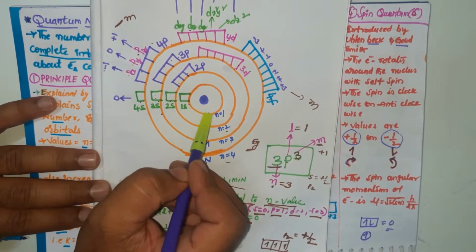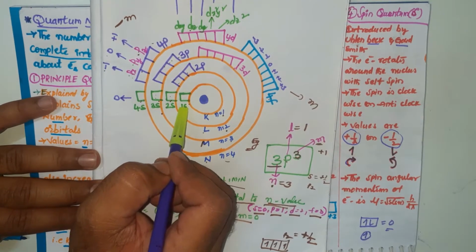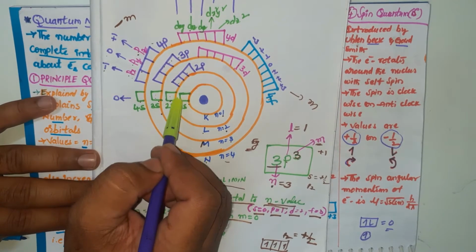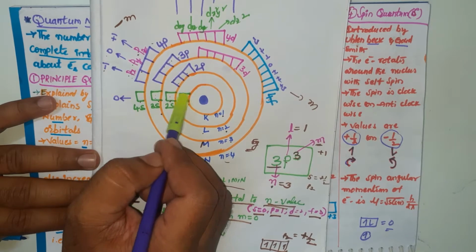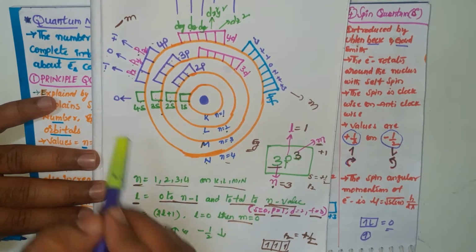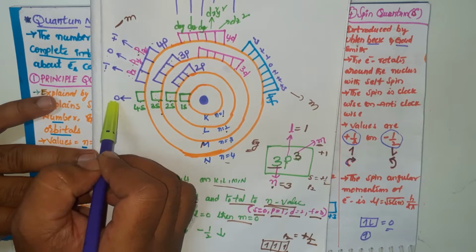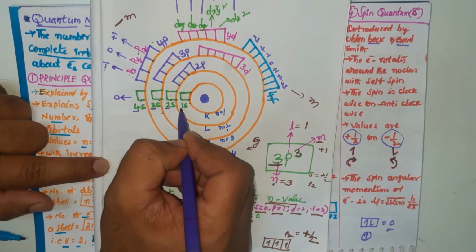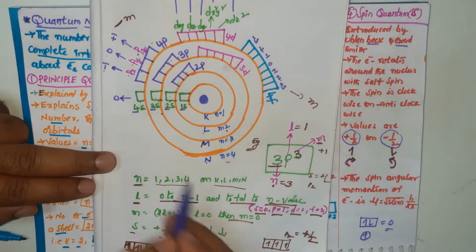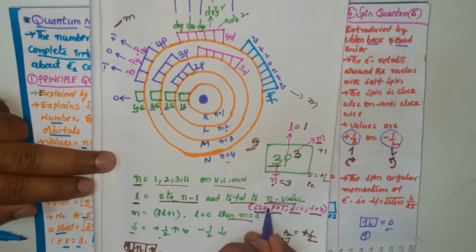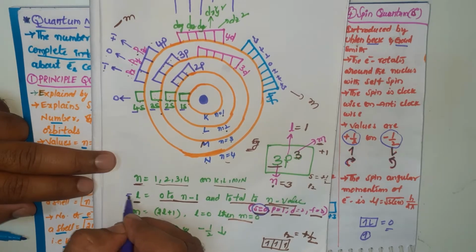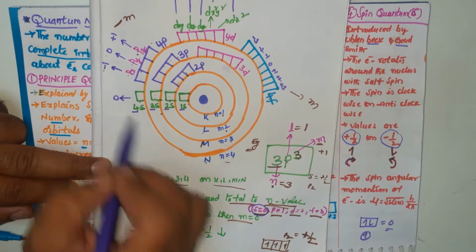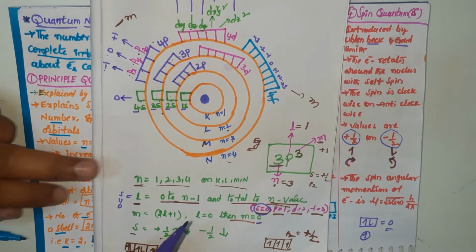In the first shell, this is the 1s orbital. In the second shell 2s, third shell 3s, fourth shell 4s. These have single boxes in which 2 electrons are filled. The m value is 0. What is the l value? For s, l is always 0. The m value is also 0 for the s orbital.